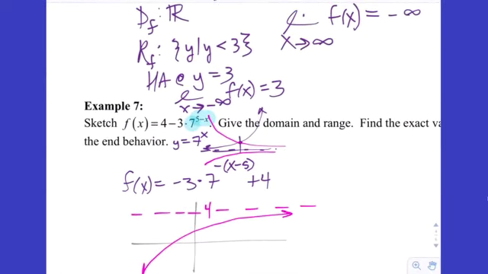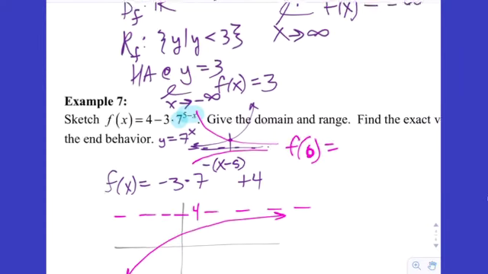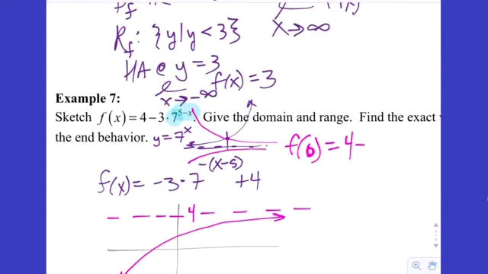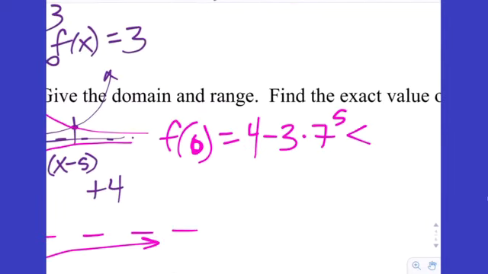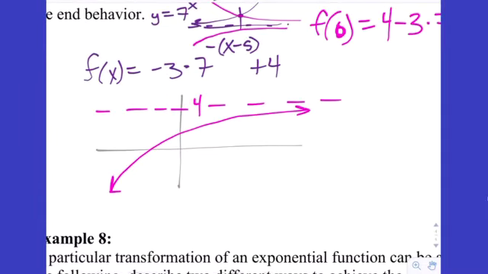So let's go off to the side and show f of 0. F of 0, when you plug it into the original one, which is a little bit easier, is 4 minus 3 times 7 to the 5th power. 7 to the 5th power is kind of big, isn't it? Times a 3 makes it even bigger. It's certainly going to be bigger than 4, right? So 4 minus a big number is positive or negative? Negative.